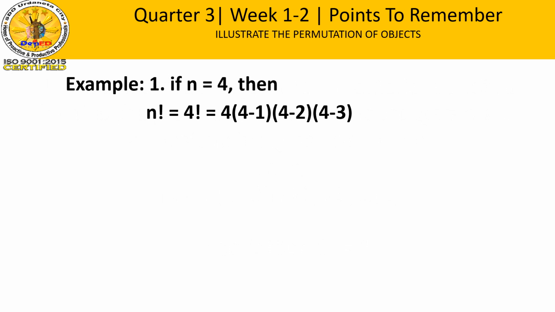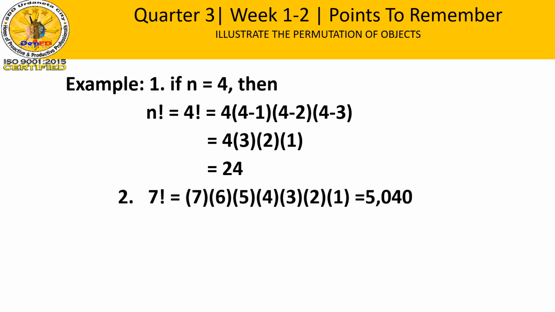Example number 1. If n is equal to 4, then n factorial is equal to 4 factorial, which is equal to 4 multiplied by the quantity 4 minus 1 multiplied by the quantity 4 minus 2 multiplied by the quantity 4 minus 3, which is equal to 4 times 3 times 2 times 1, then it is equal to 24.